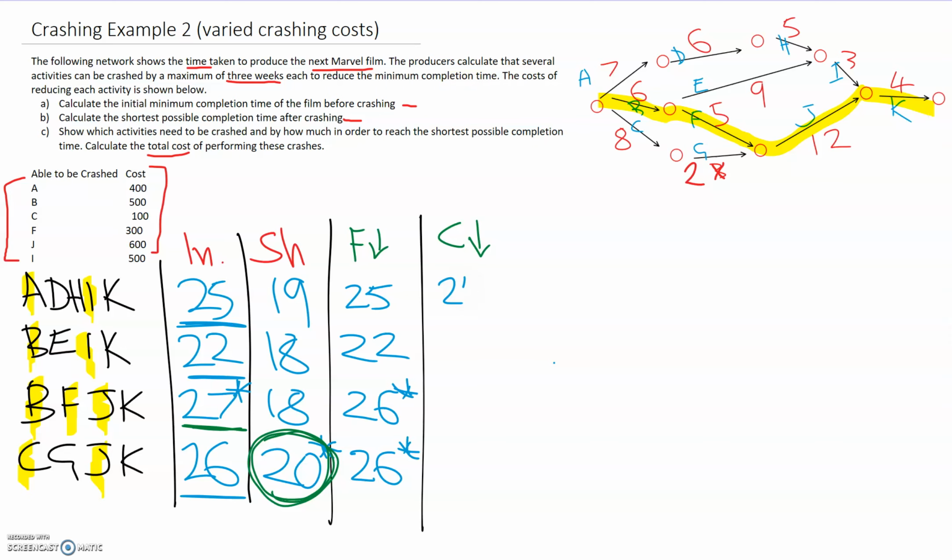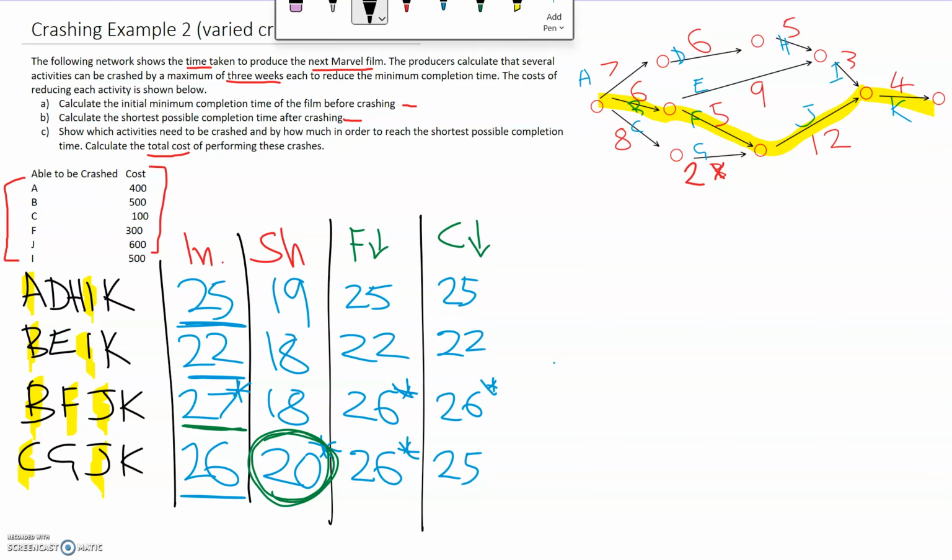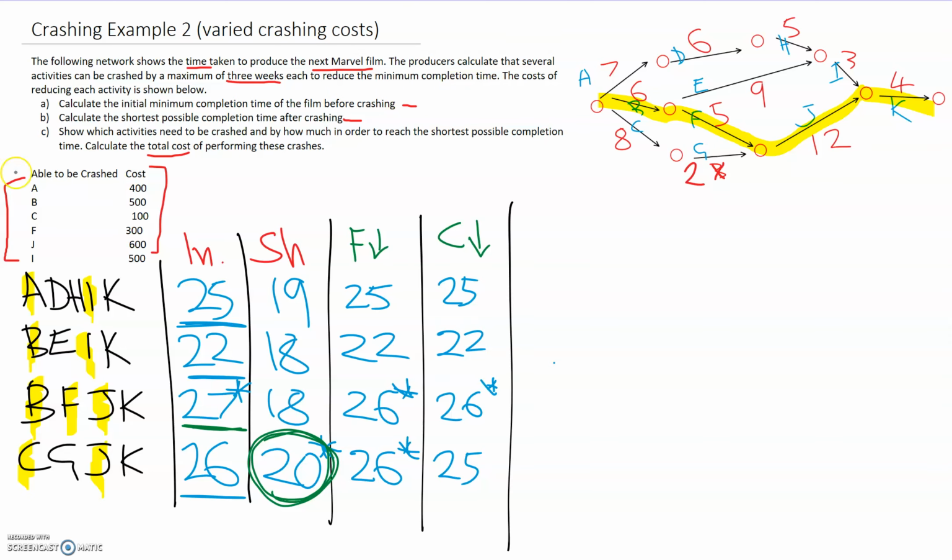So we have 25, 22, 26, and 25. Okay, we're back to the third one being critical. What's the cheapest way to reduce the third path? Well, we're crashing F again because F was only $300. So let's crash F again.